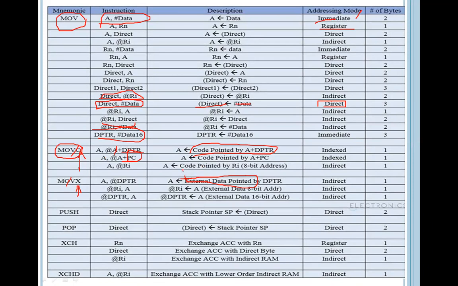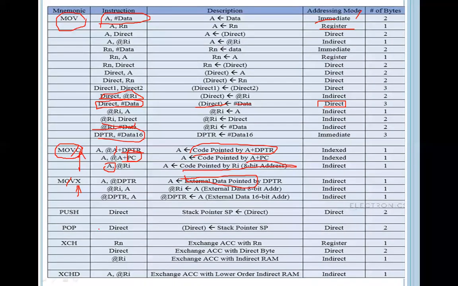Here also, code pointed by Ri. This 8-bit address points to a location, that location contains some value, and this value is transferred to the accumulator. Same is for the DPTR with move X, which is used for the external data pointer.